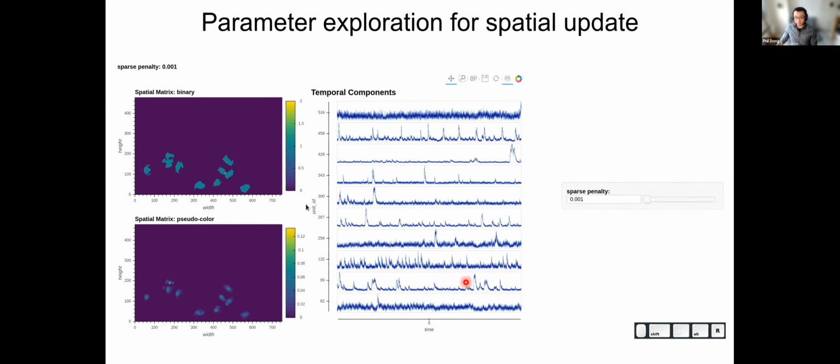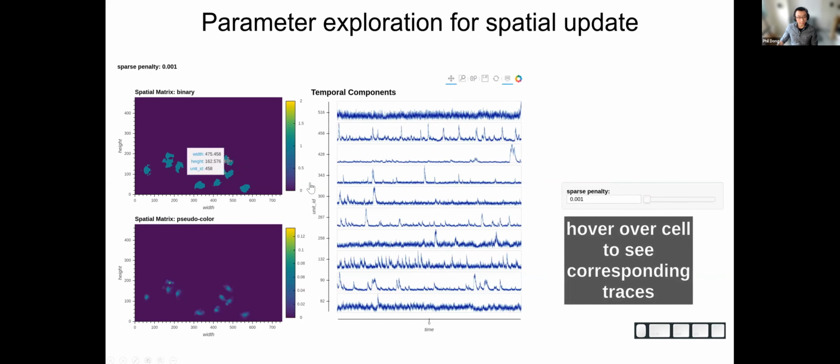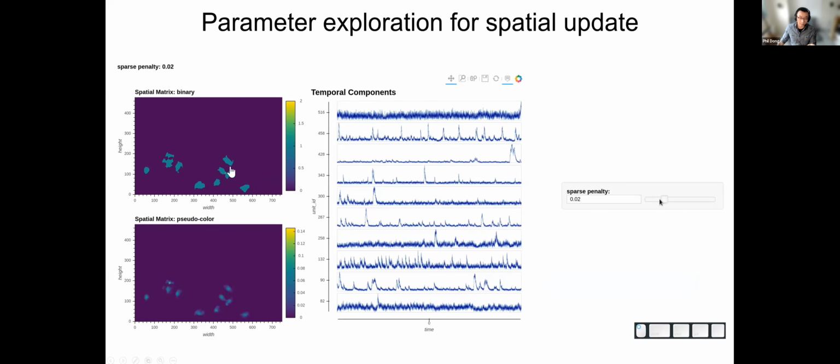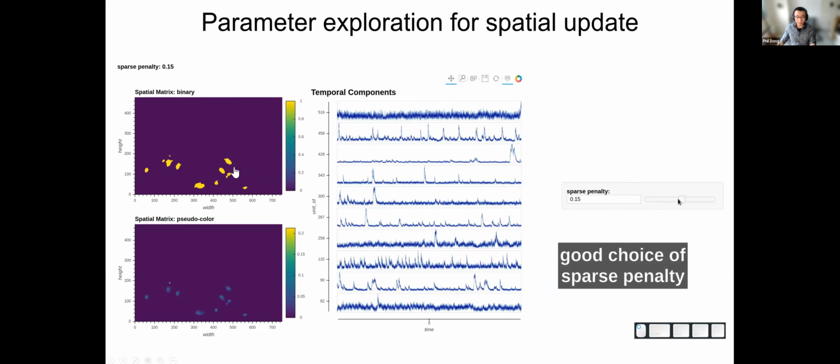And you can see that when we have a sparse penalty that's too low, the model tends to overfit the data. What's going on is that the spatial footprints of cells extend to neighboring pixels and give you a really unnatural shape, which is evident here in this binarized version of the spatial matrix. So let's play this video. We can see these different cells, and we see that with low sparse penalty, the spatial footprints are really large.